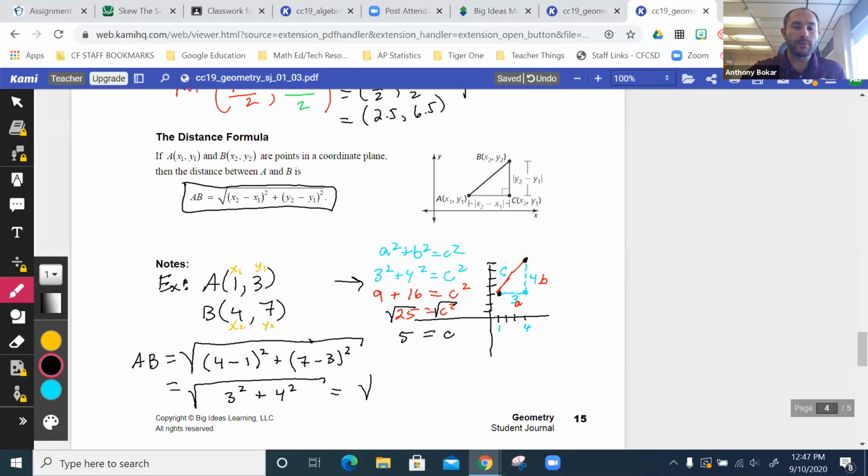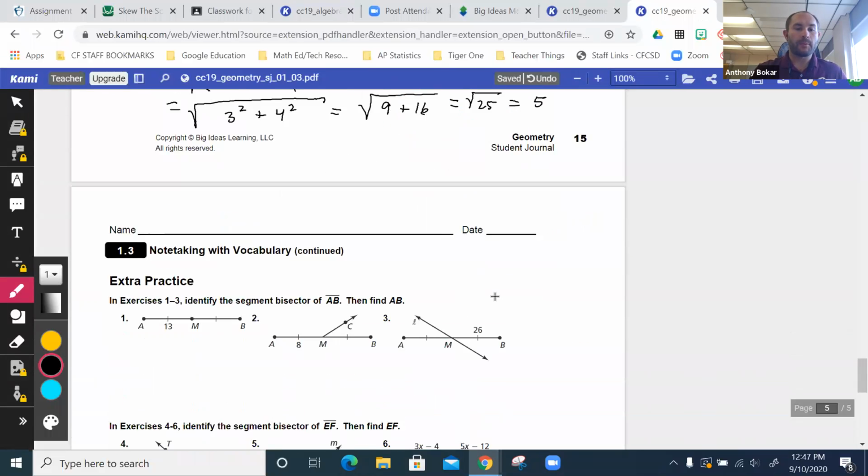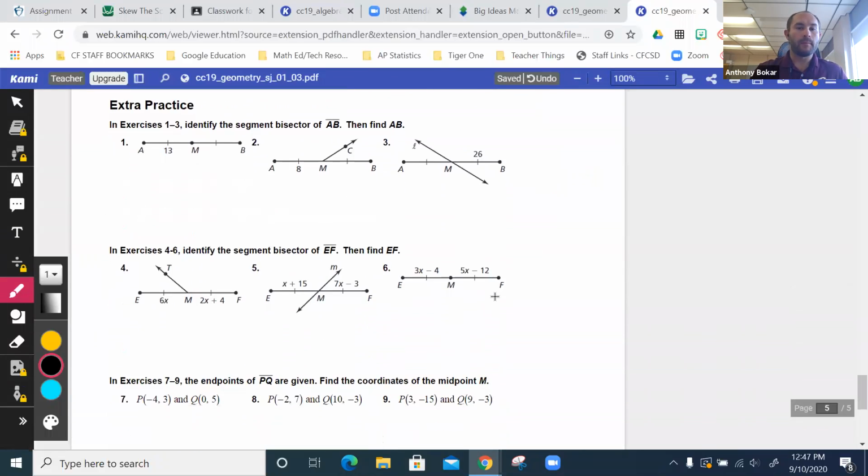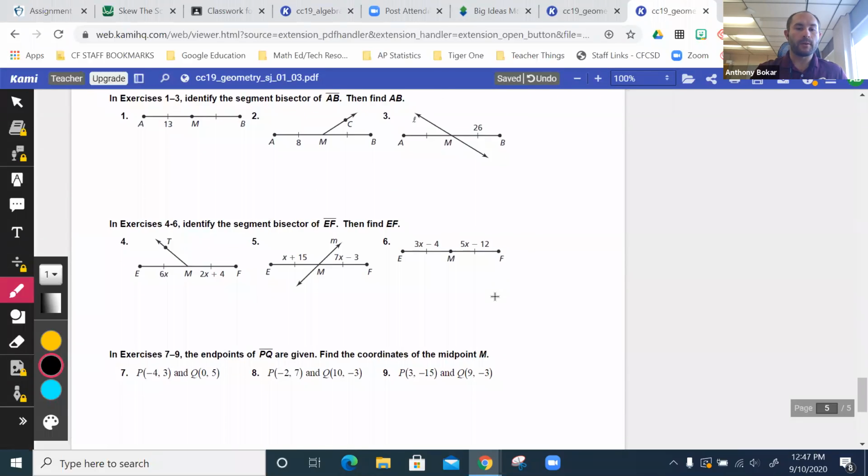Simplify a little bit. So you do everything inside the root first. So 3 squared is 9, plus 4 squared is 16. 9 plus 16 is 25. And at the end, you get the same sort of deal. You get 5, okay? So this is two options to find the distance between two points. Okay, we're going to do a couple little practice problems here, and then get you going, and you'll be all set.